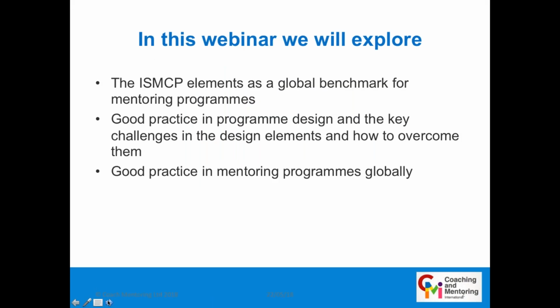First thing we're going to be looking at is the international standards for mentoring and coaching programs. These are now owned and run by the European Mentoring and Coaching Council, and they basically are the benchmark against which organizations can look at the quality and the effectiveness of their mentoring programs. What we're going to be talking about today is a whole process that's based upon those international standards.